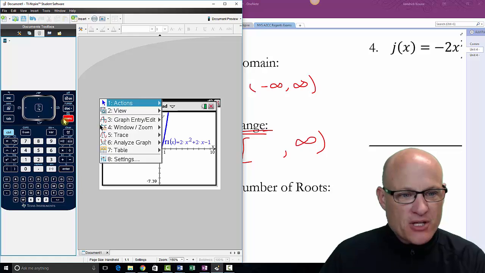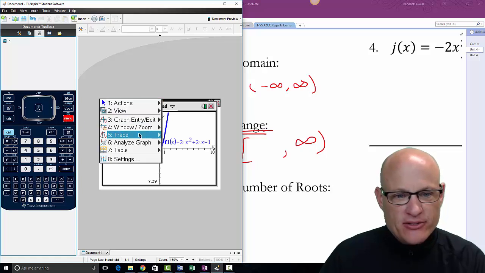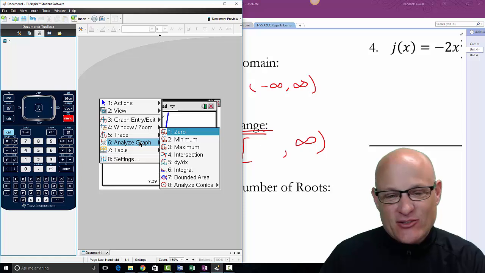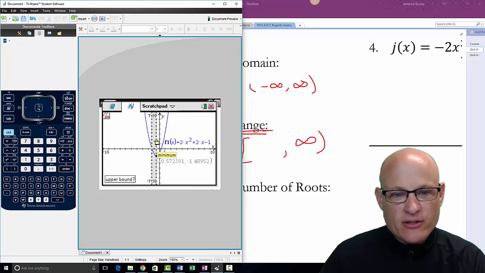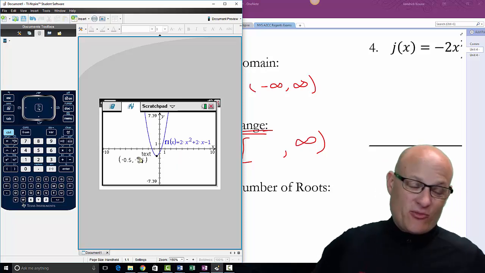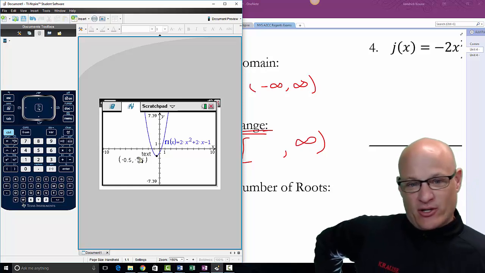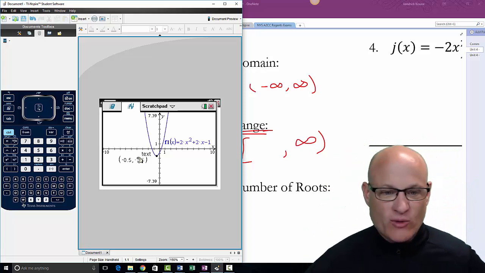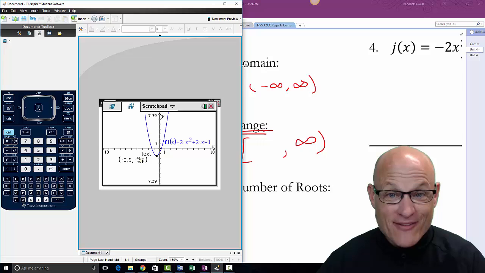So a couple different ways to do that. I can go to menu, analyze graph. Probably the easiest way is just find the minimum. Remember, we're going to click on the left, click on the right, and now remember, range, and this is why we keep coming back to this, because I want to make sure you understand the range of this function. The range of this function is the y values.